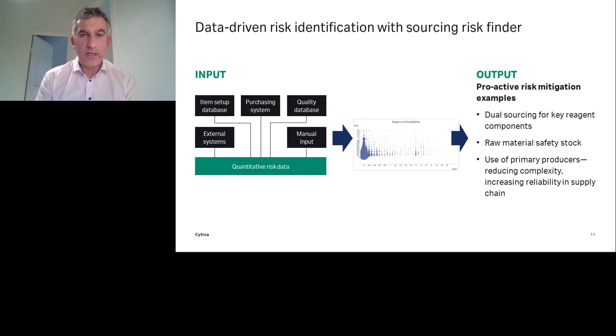And here you see on the slide two or three examples. So we have, for example, as a result of this work, implemented dual sourcing for some of our key reagent components. We've increased raw material safety stock from a risk-based understanding of where that would be most beneficial. And for our more complex and high-risk components, we strive to use primary producers, which increases quality and stability in our supply chain.